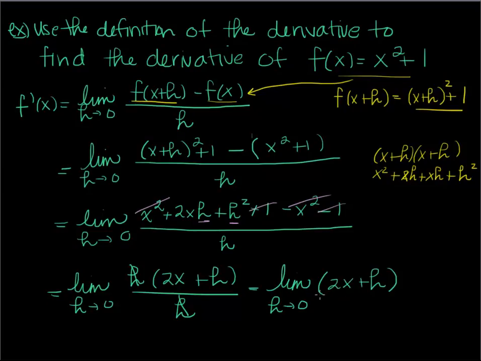So let's evaluate this limit. What happens to 2x as h goes to 0? Well, it doesn't care what h is doing. There's no h in it. So that just leaves us with 2x. What happens to h as h goes to 0? It goes to 0. That was kind of a redundant question. So look at what we have. This, my friends, is the derivative. What does this do for you?